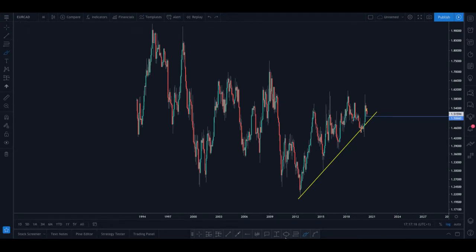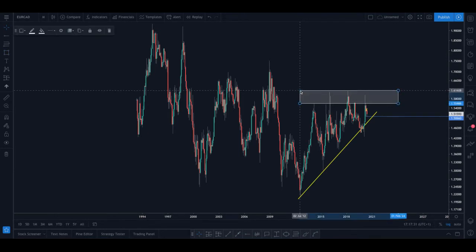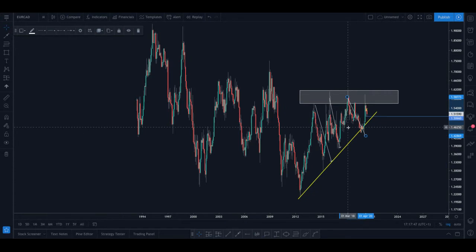Delete this. And now you can see I'll use a zone for this. Using this rectangular tool, you can see we've got this nice zone holding. It's a big zone. And you can see every time price comes into this, we're faced with sell pressure, just pushing price back to the downside. You can see here 2014, 2016, 2018, and now 2020. So this is occurring every 2 years if you look at it like that.